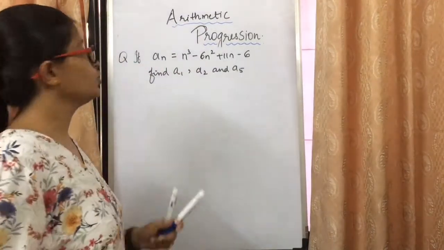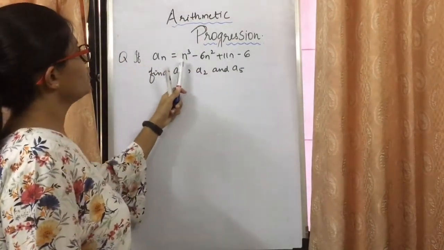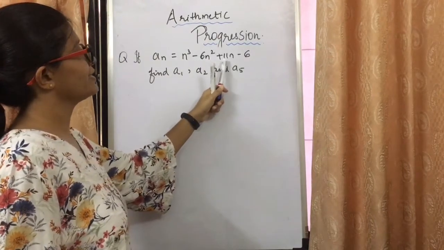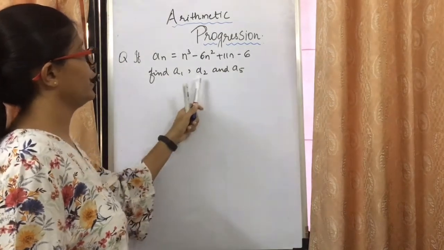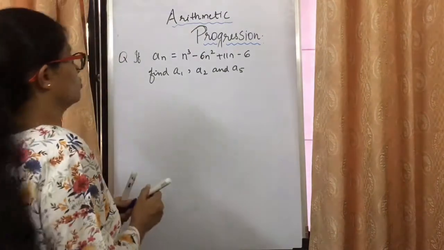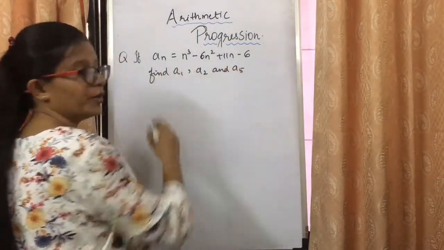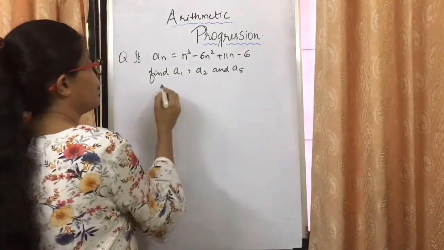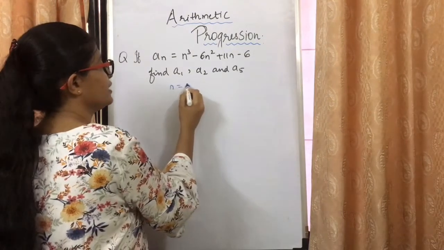Now the question given to us is: if an is equals to n cube minus 6n square plus 11n minus 6, find a1, a2, a5. So क्या दिया है? ये equation हमको already दी हुई है nth term की. क्या find करना है? a1. a1 means n is nothing but 1.